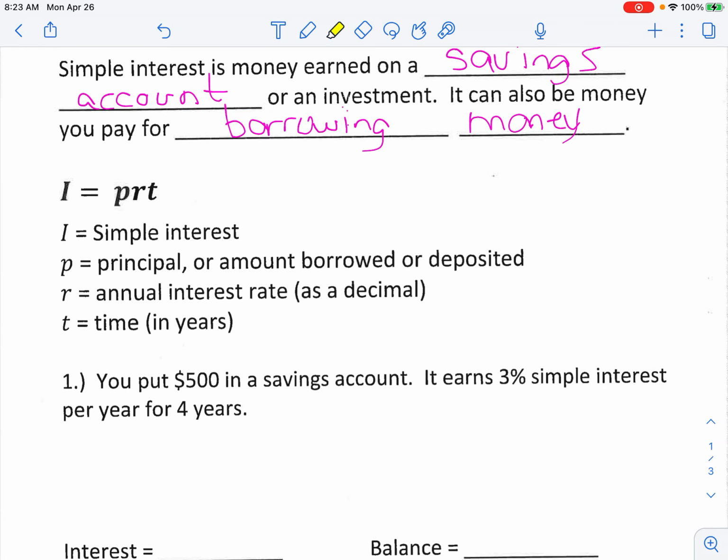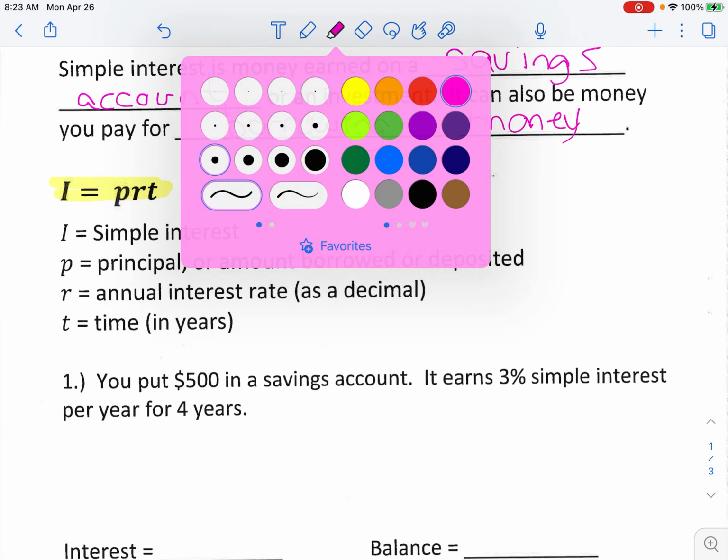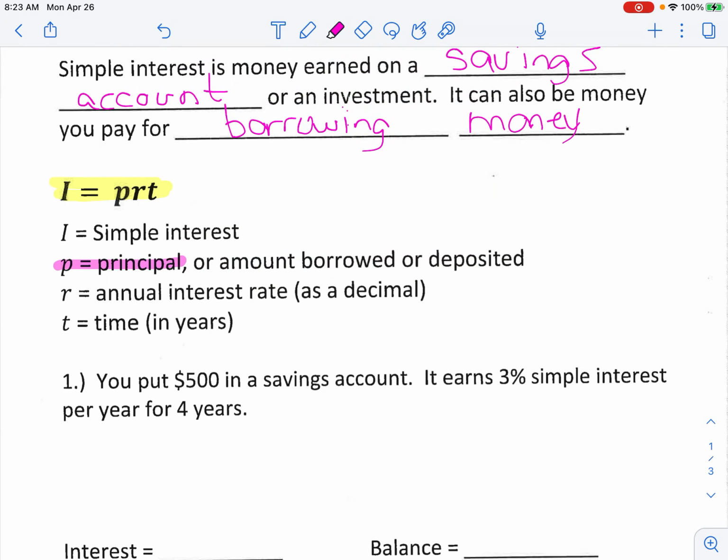Right here at the top of the page, I've given you the formula that we're going to use to solve every problem. Capital I stands for the simple interest equals P times R times T. So when you have three variables right next to each other, that means to multiply them. We're going to calculate the interest by multiplying. P stands for the principal. The principal is the amount that you borrowed or the amount that you deposited.